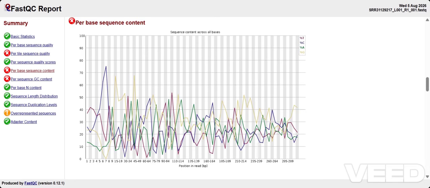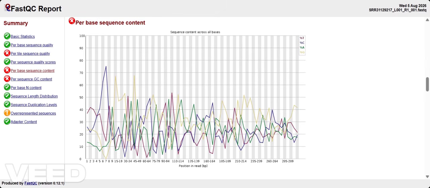Now, does this automatically mean that the sequencing data is bad? No, the interpretation depends on the type of sequencing experiment. For example, some specialized libraries, targeted sequencing, amplicon sequencing, or other experimental designs can naturally show biased base composition. So we should always interpret this graph according to our biological experiment and its library preparation method.